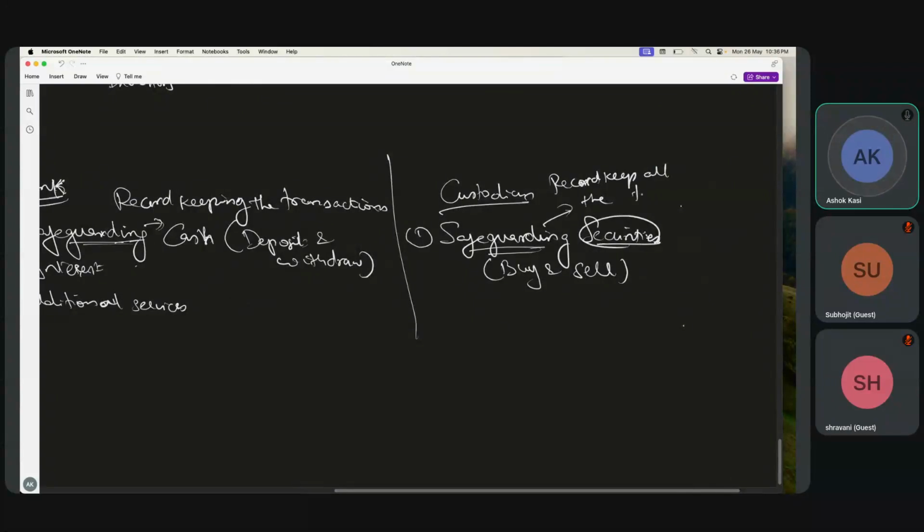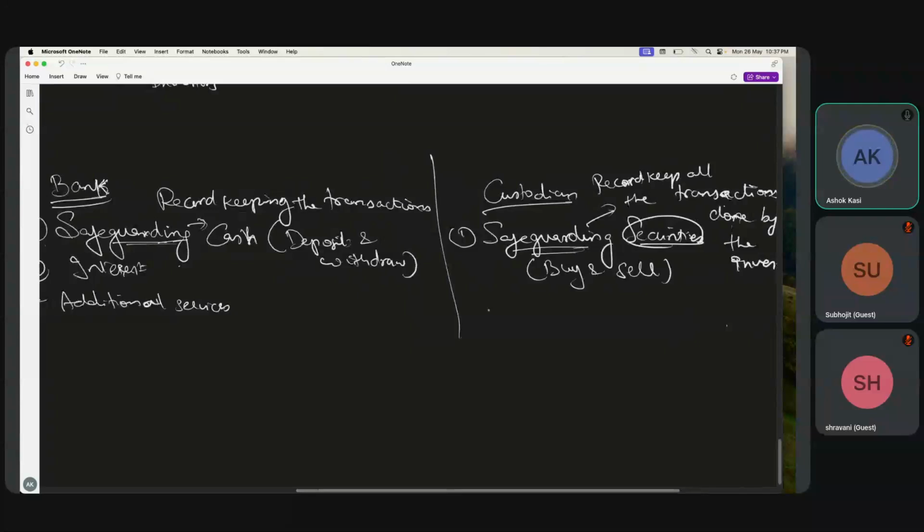The custodian will record keep all the transactions done by the investor. So yeah, that is the custodian.